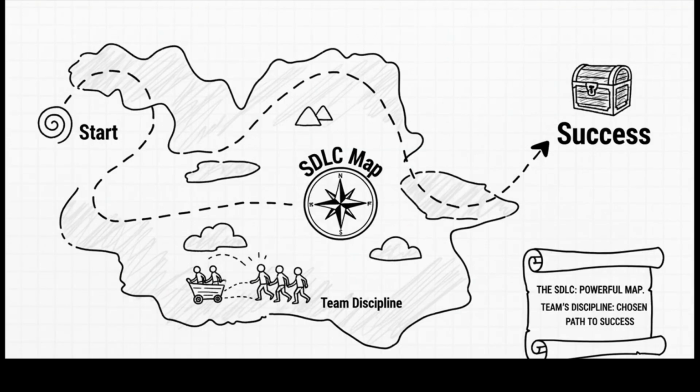So here's the crucial point, the main takeaway. The software development lifecycle isn't some magic wand. It's a map. It provides direction, it provides structure, but getting to the destination successfully, that depends entirely on the team that's following it, on their discipline, their communication, and the path they choose to take.